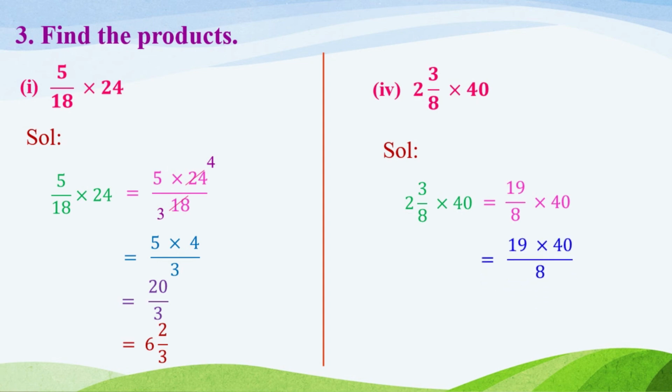It can be written as 19 into 40 divided by 8. Now cancel the common factor. Take the 8 table. 1 8 is 8. 5 8s are 40. We get 19 into 5. 19 into 5 is 95. The final answer is 95.